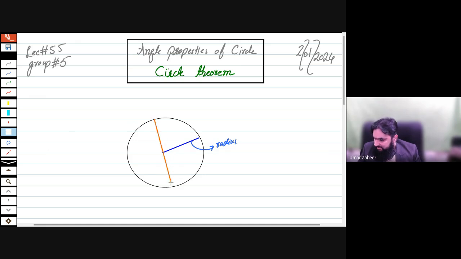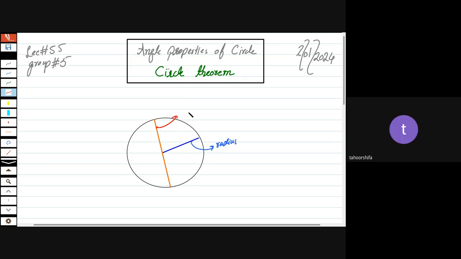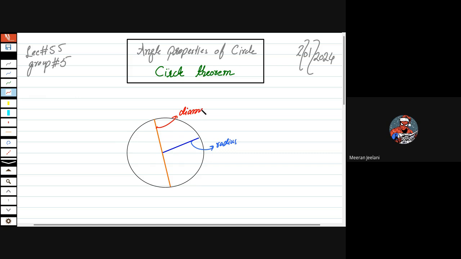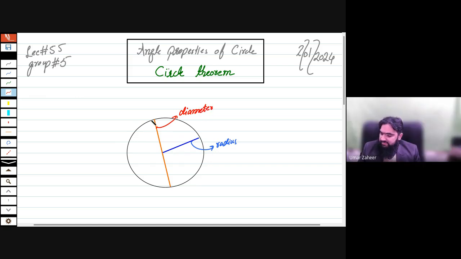Yes, Tahur, a line that starts from the circumference, passes through the center and ends at the circumference as well. It is known as, yes, what is it? Yes, Miran. Diameter. So a line that starts from the circumference, passes through the center and ends at the circumference. So this whole line is known as diameter.